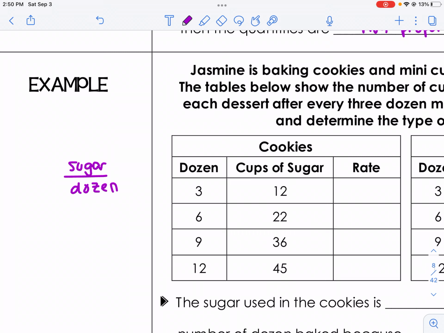So let's take 12 and divide. I'm not going to write this out for all of them because it'll get long. 12 divided by 3 gives us 4. 22 divided by 6 gives us 3.6 repeating. If I take 36 and divide by 9, I get 4. And 45 divided by 12 is 3.75. So I'm taking the number here and dividing it by that for each one. How much sugar per dozen?